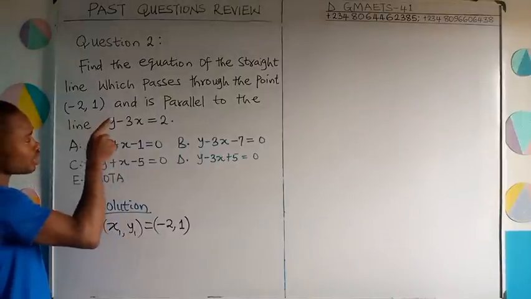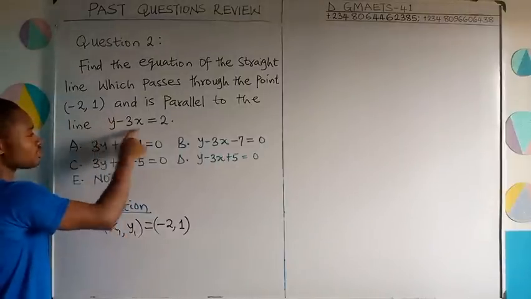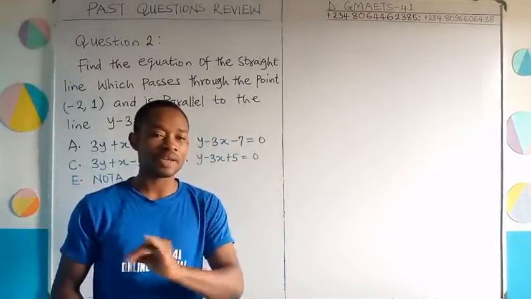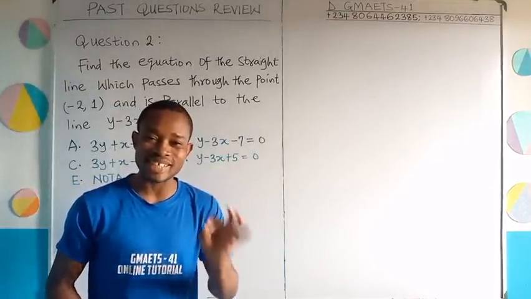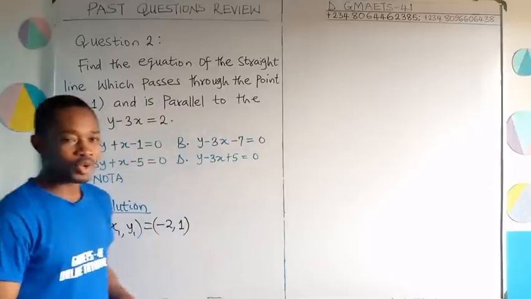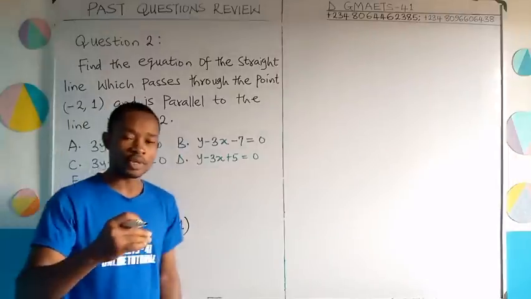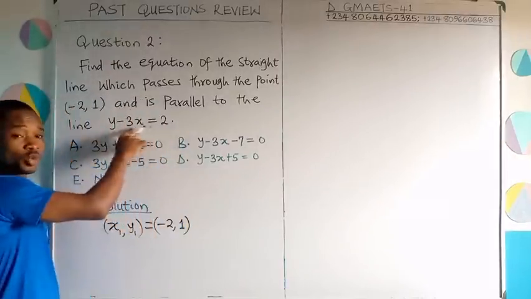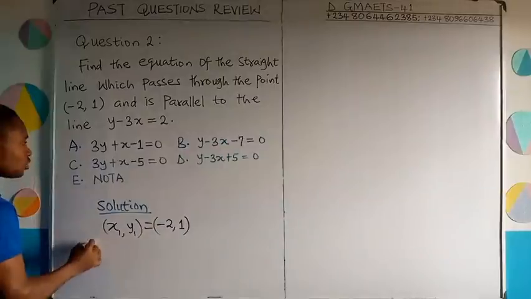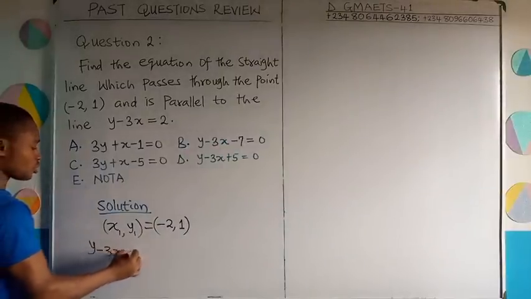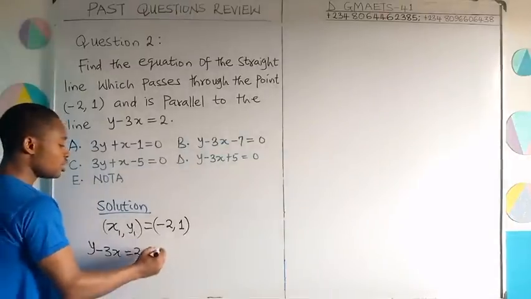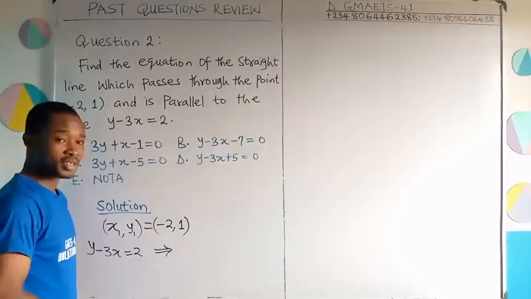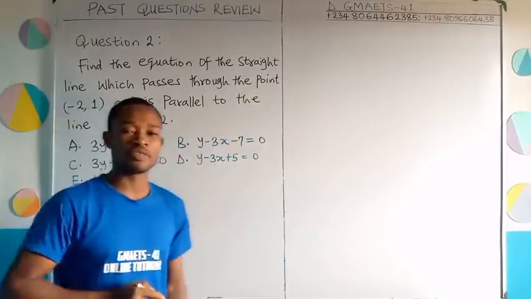Now, this same straight line, whose equation we are looking for, is parallel to this one. So what does that mean? For two lines to be parallel, it means they have the same gradient, the same slope. And we use m to represent the slope, which is the coefficient of x in this equation. Alright, we're given y minus 3x equal to 2. And so what we're going to do is move the minus 3x to the right hand side to make y the subject of the formula.